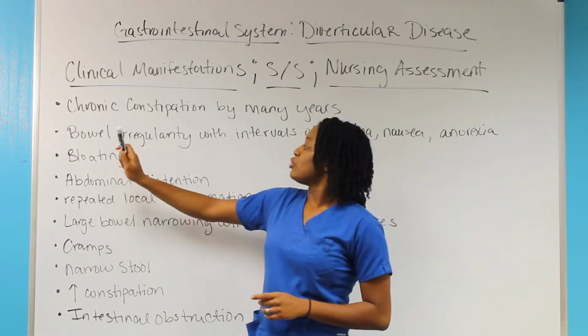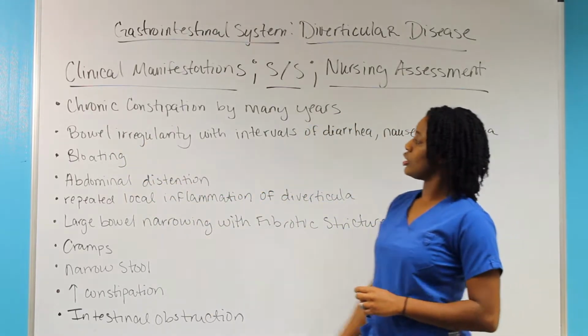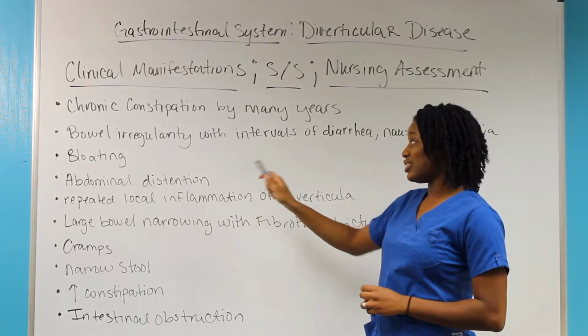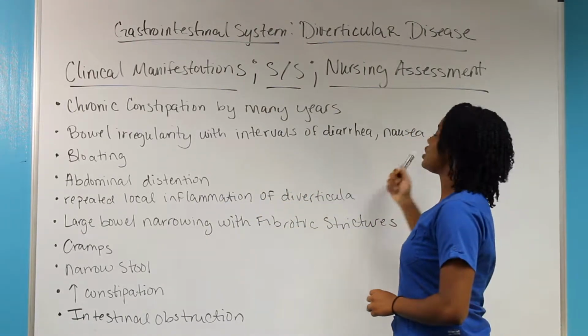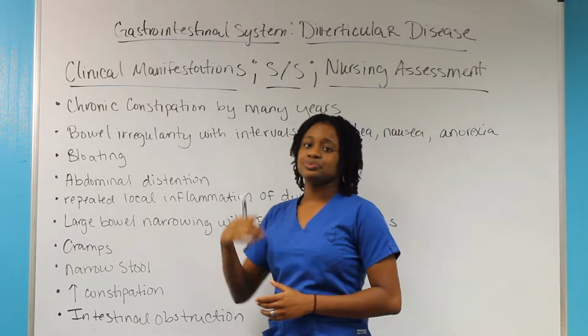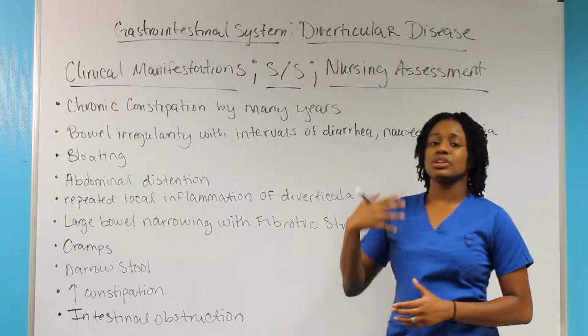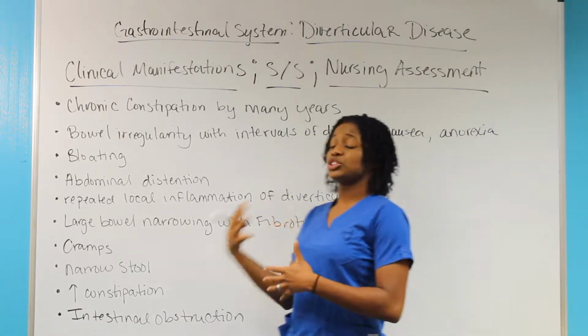All right, you also have bowel irregularity, with intervals of diarrhea, nausea, and anorexia. Okay, so again, these are things that you're going to experience once you have this condition. So these are things that you want to watch out for.